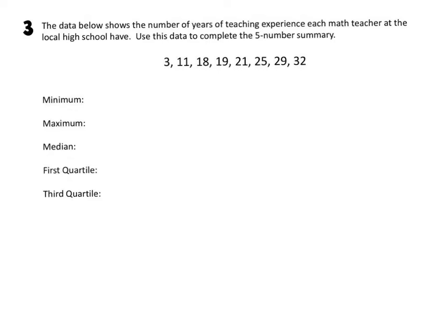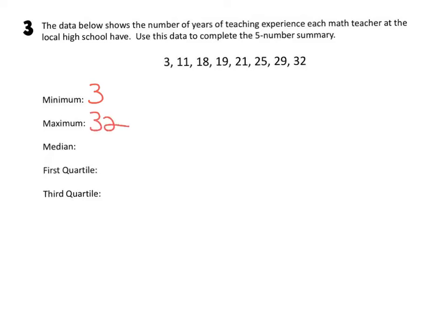Question number 3 says the data below shows the number of years of teaching experience each math teacher at the local high school have. Use this data to complete the 5-number summary. So they want to know the min, the max, the median, the first and third quartiles, but we do not have a box plot. They want us to figure it out ourselves. Well, we could do the min, the max, and the median right now. They already have it in order from least to greatest, so it actually would only take us a second to do that. So do you agree that my minimum is 3 and my max is 32?